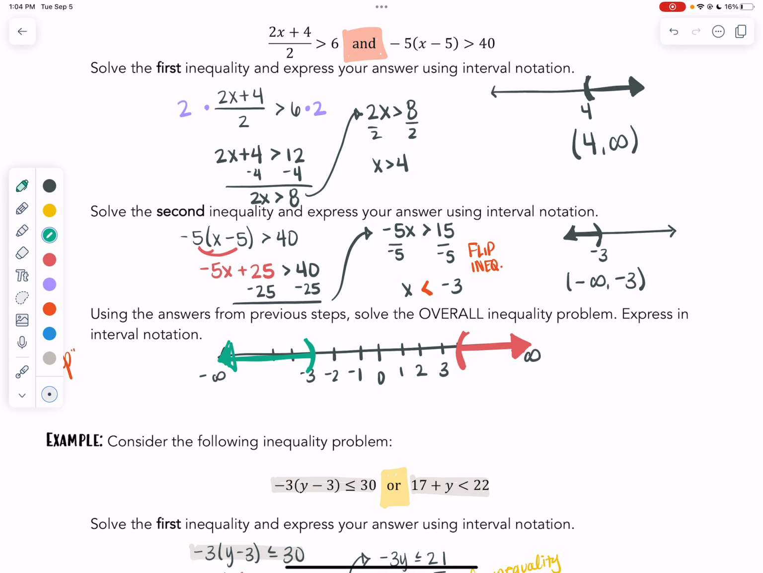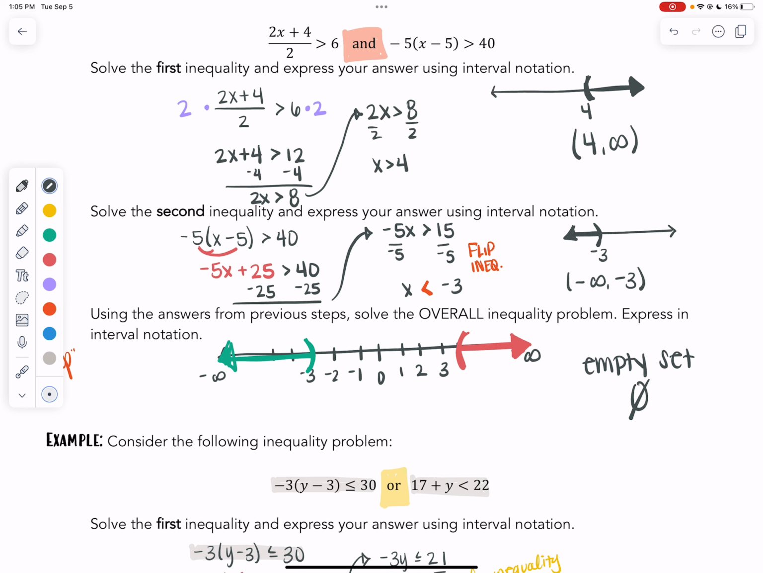And then it says, where do the graphs overlap? Where are they both? The graphs don't overlap. One's going to the left, one's going to the right, and they won't ever cross because they're kind of going in opposite directions. And so this is going to be the empty set because there is no place where the graphs overlap.